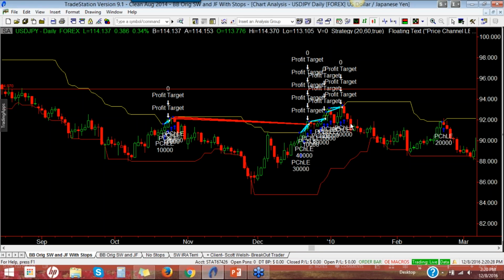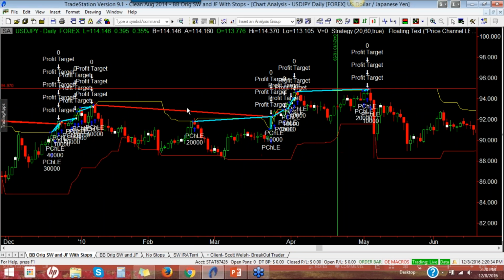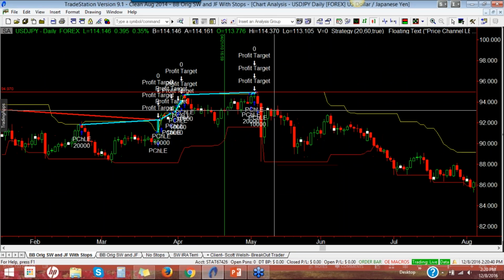Okay, got it? Pretty easy, right? Well, let's check out the problem area, right? There's a few more breakouts. Oh, it went violently reversed, okay? Here's a bunch of breakouts that all worked. Another breakout that all worked.